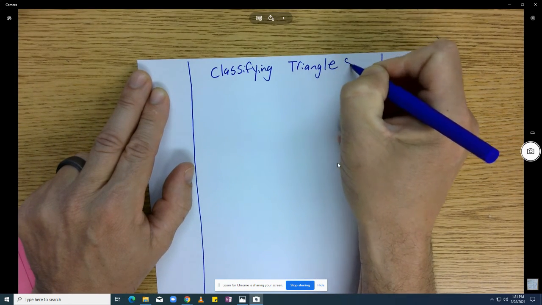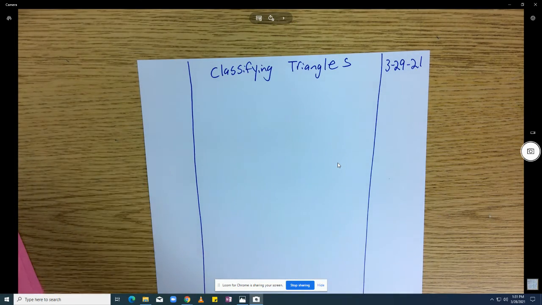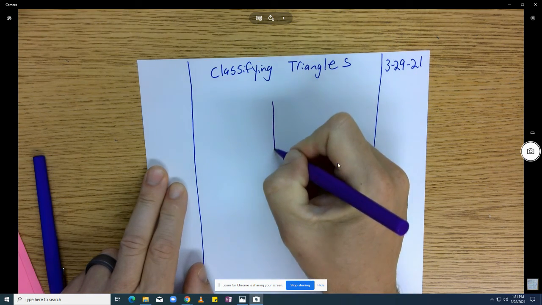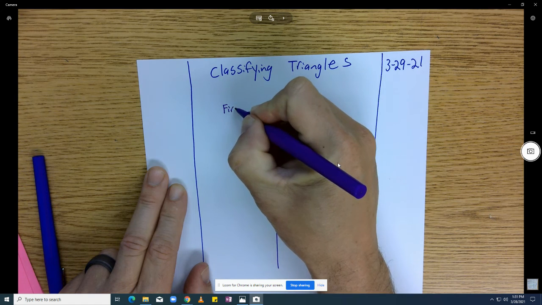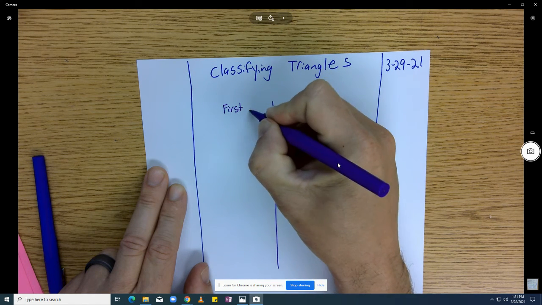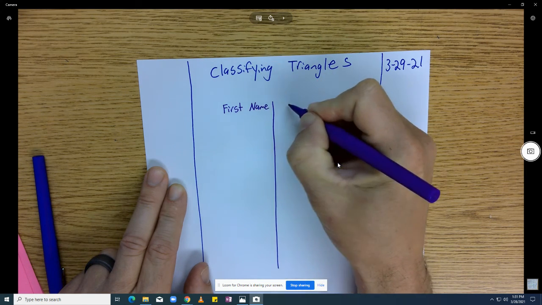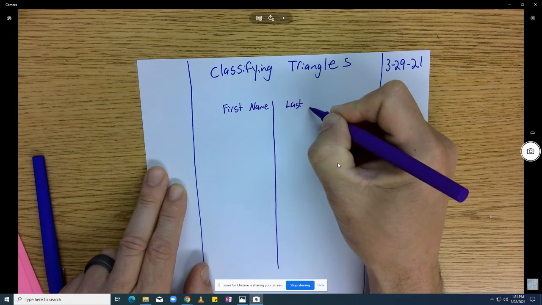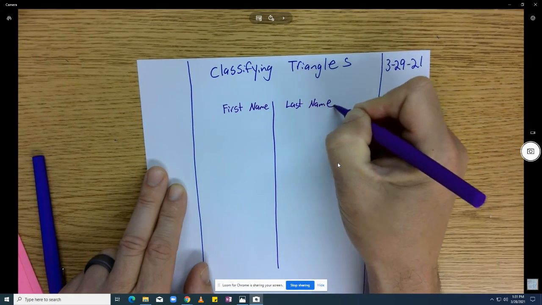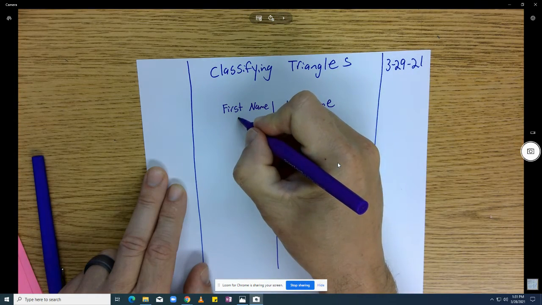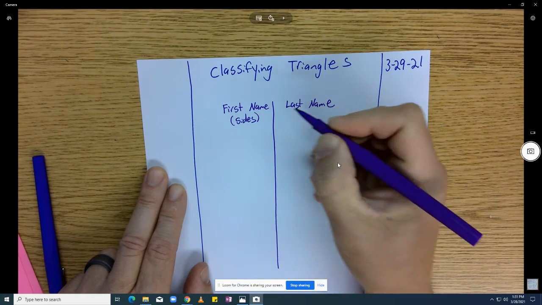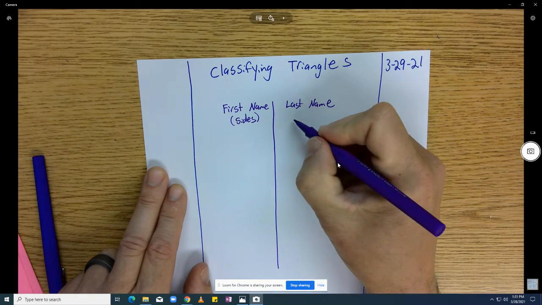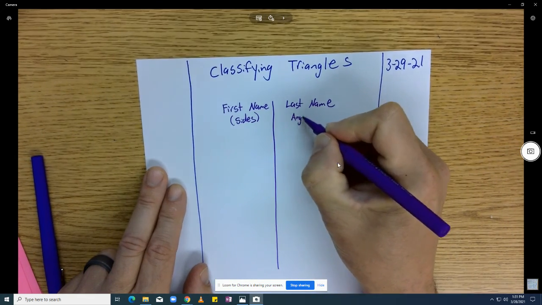So let's do it how they did it. I'm going to grab a different color here. We're going to do first name, last name, okay? So make a line down. First name, last name, and then this is going to be the sides. Classify it by the sides. And this one is going to classify it by the angles, the inside, okay?